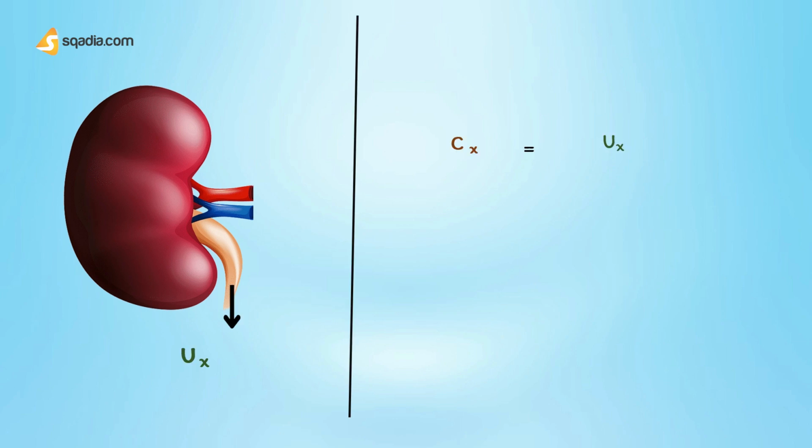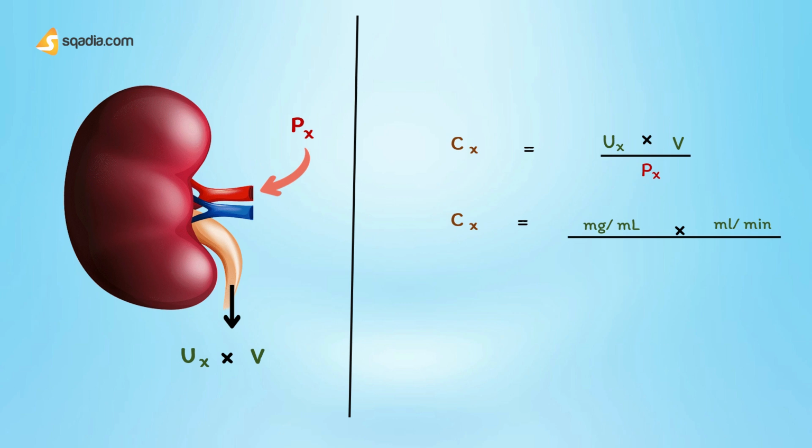concentration of the substance in urine times volume of urine flow, divided by concentration of the substance in plasma. The unit of concentration of the substance in urine is milligram per milliliter. The unit of volume of urine is milliliter per minute, while the unit of concentration of the substance in plasma is milligram per milliliter. So, the unit of clearance is milliliter per minute.